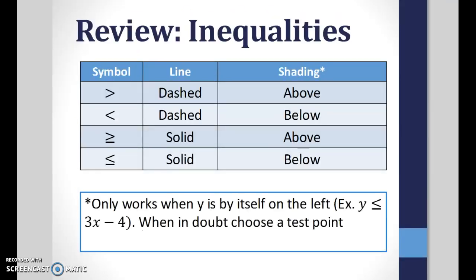Also, we talked about inequalities in chapter 2. You just graphed one inequality. We're going to up it to 2 since we're doing a system. Just a reminder, greater than or less than, so this is going to be a dashed line. If you see that or equal to underneath the inequality, those are going to be solid lines. You can do the above or below shortcut. Remember that only works when y is by itself on the left. When in doubt, choose a test point, and I'll go over how to do the test point again today.